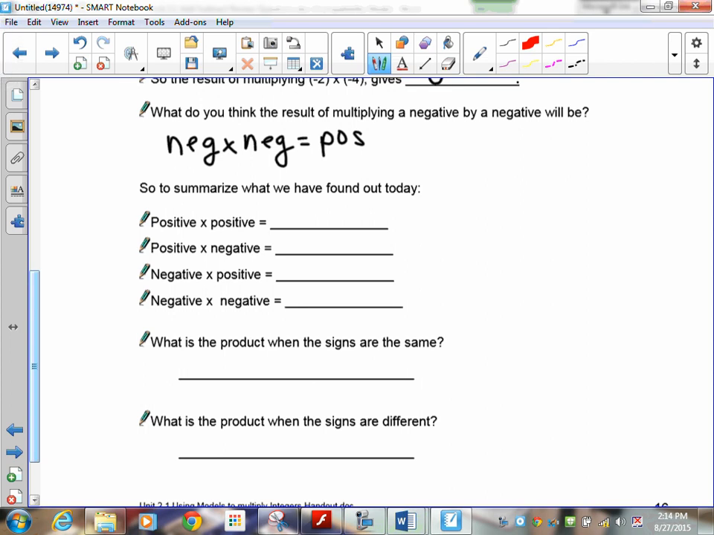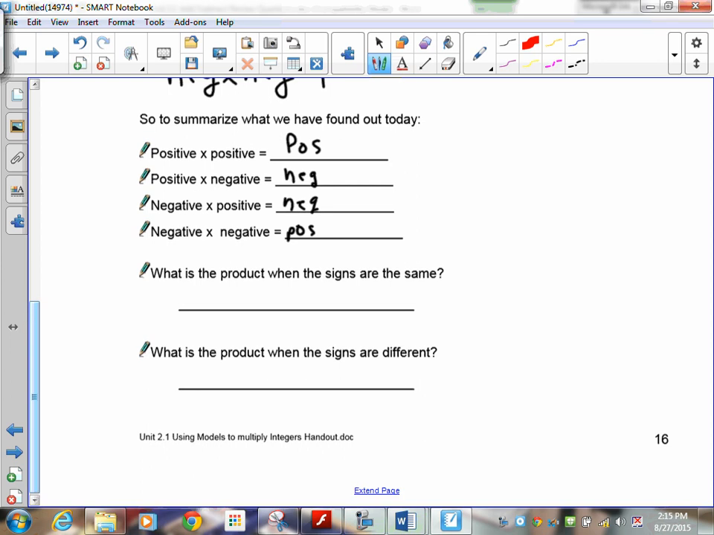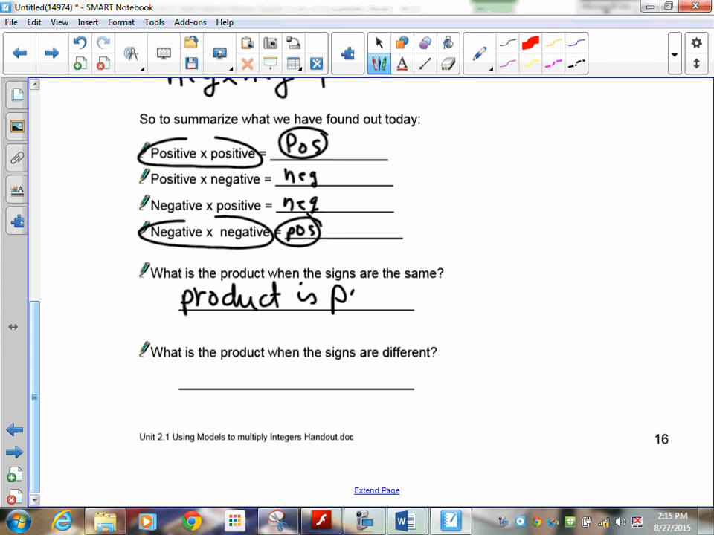Okay, this one is positive. This one is negative. This one's negative. This one's positive. So, there's two rules that we have to know. What is the product when the signs are the same? Those are the two that are the same, right? So what's your answer? Positive. So when the signs are the same, the product is positive. What happens when the signs are different? Well, take a look here. The answer is negative.